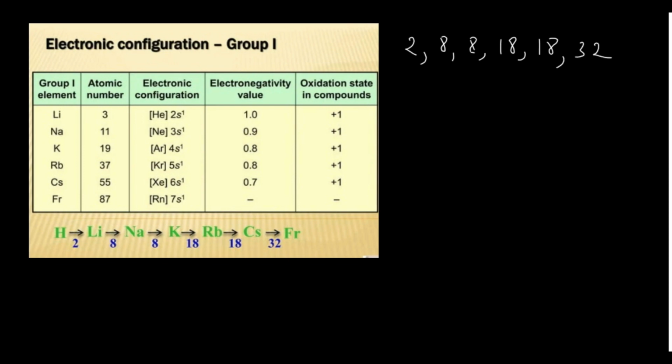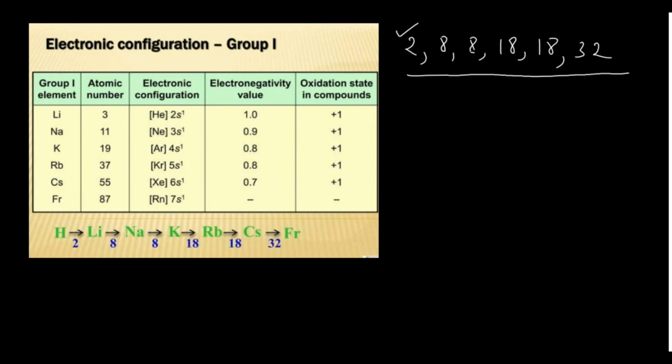If you know the atomic number of the first element of any group in the periodic table, if you remember the first element of any group, then you can assign the atomic numbers to the remaining group members by using this magic number trick.